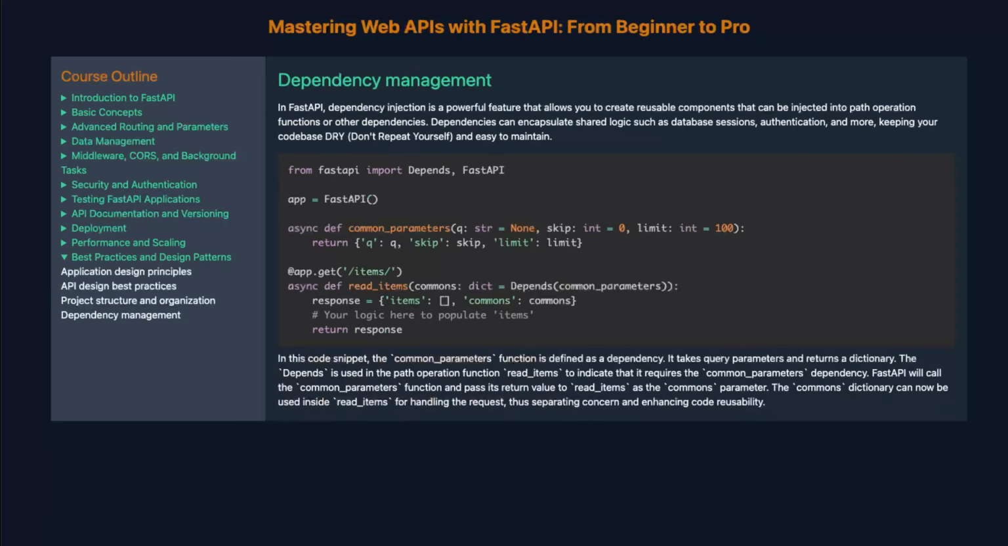Dependency management. In FastAPI, dependency injection is a powerful feature that allows you to create reusable components that can be injected into path operation functions or other dependencies. Dependencies can encapsulate shared logic such as database sessions, authentication, and more, keeping your codebase DRY, don't repeat yourself, and easy to maintain.